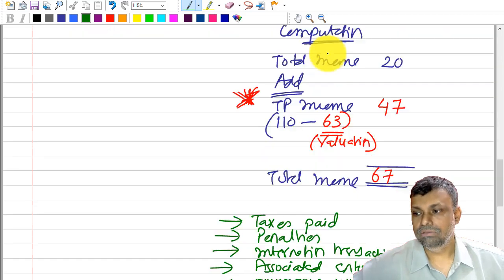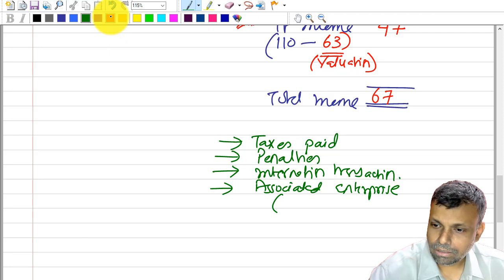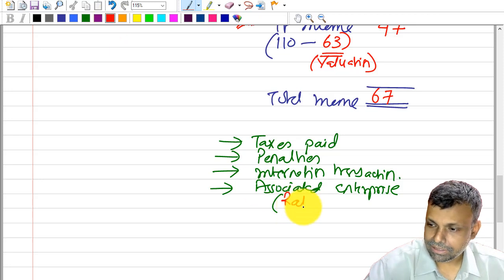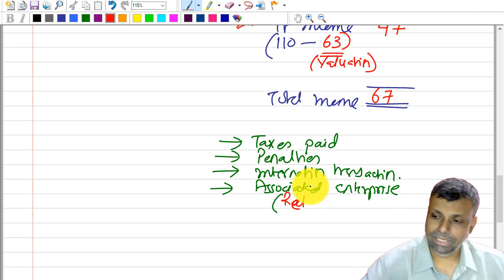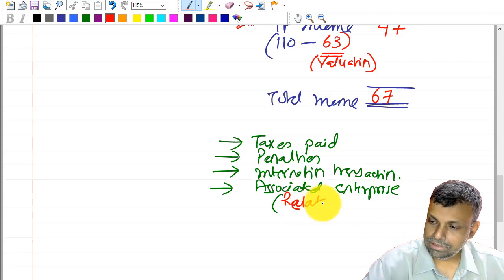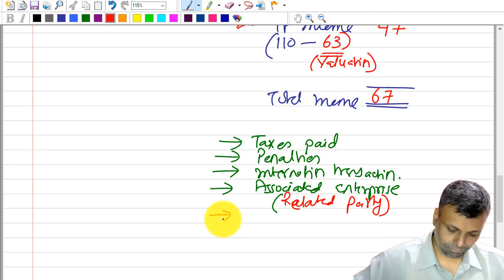So there is a special phrase in international taxation. I will just write in the bracket, logically it is a related party transaction. In other words, if it is not a related party, then this particular chapter can't be applied logically. This is a related party transaction.